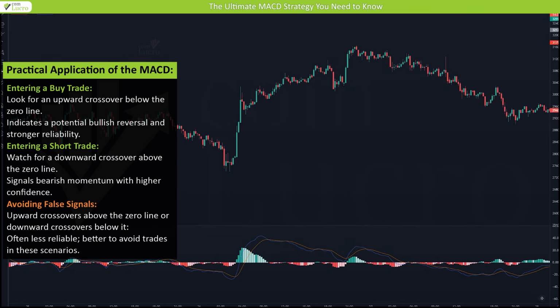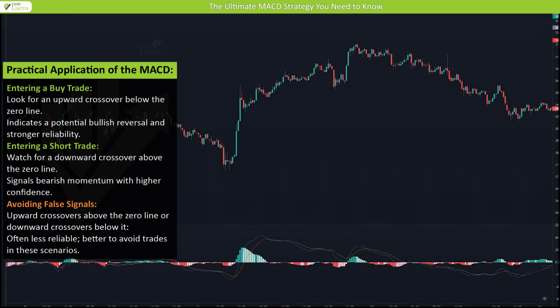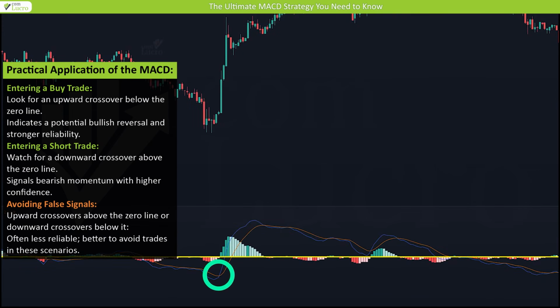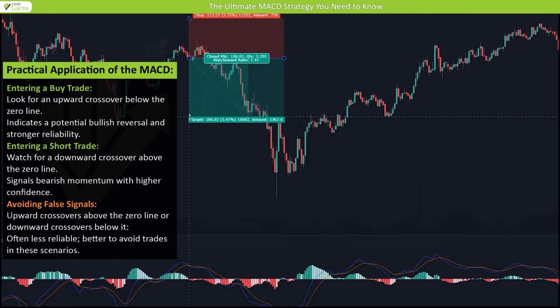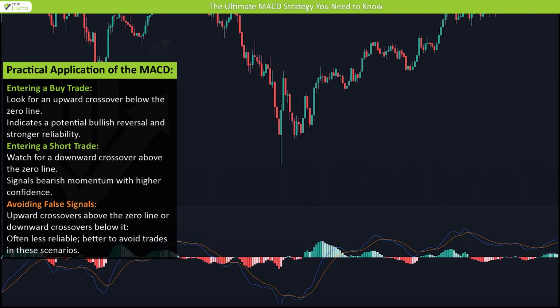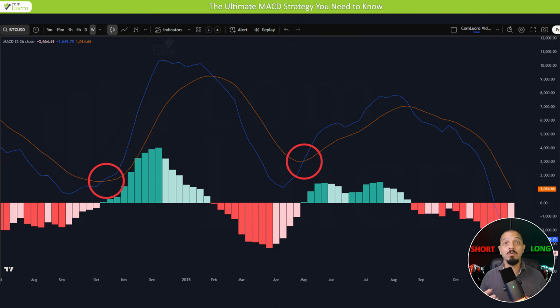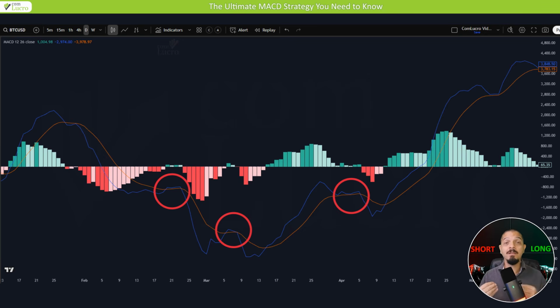To enter a buy trade, look for an upward crossover of the lines. However, this signal is most reliable when the crossover happens below the zero line, indicating a potential bullish reversal. To enter a short trade, watch for a downward crossover, but only if it occurs above the zero line, signaling bearish momentum. If the crossover happens on the wrong side of the zero line, for example, an upward crossover above the zero line or a downward crossover below it, it's often better to avoid entering a trade.